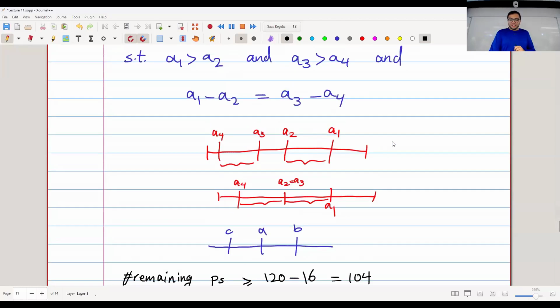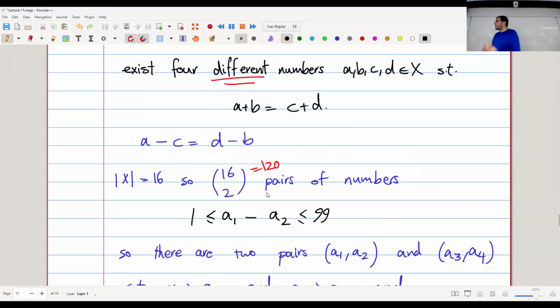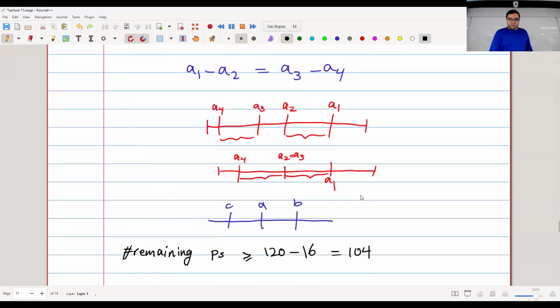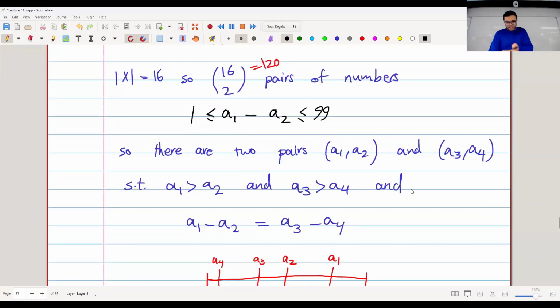Okay. So I did this surgery. Basically, I started with 120 pairs of numbers, and I said, okay, some of them create problems for me, so I'm going to remove the problematic ones. But I showed that I can remove at most 16 of them. So I have 104 pairs remaining, and now this thing goes through.